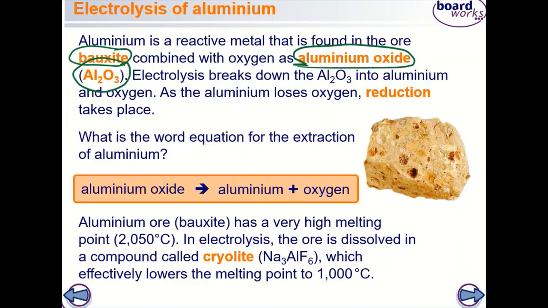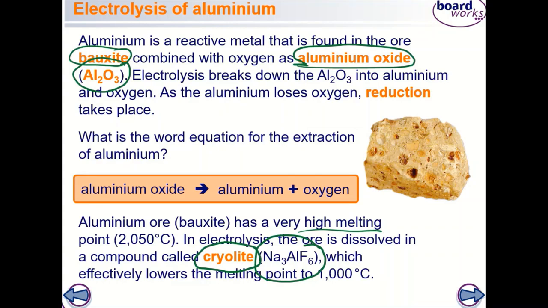Another thing you need to recall is that aluminium oxide, being an ionic compound, has a very high melting point of over 2000 degrees Celsius. In order to melt it, you need to dissolve it in a compound called cryolite. You need to know cryolite is a requirement for electrolysis of aluminium, and of course the formula of cryolite is important for you to note: Na3AlF6.